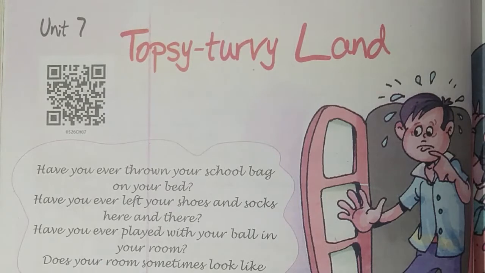Topsy-Turvy means upside down. Topsy-Turvy का मतलब होता है जो उल्टा होता है या जो भी चीज़ उल्टा पुल्टा है. That is called Topsy-Turvy. So let us read the poem and try to find out what exactly this Topsy-Turvy Land is all about.